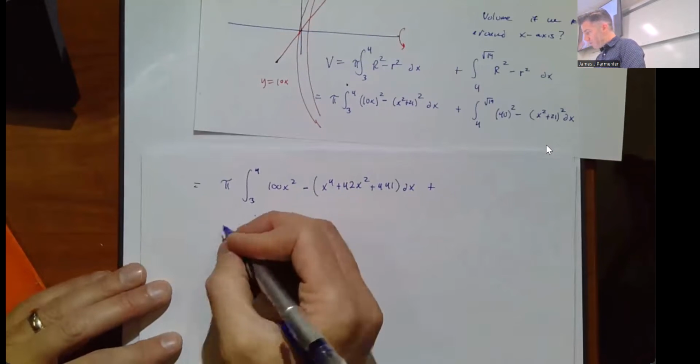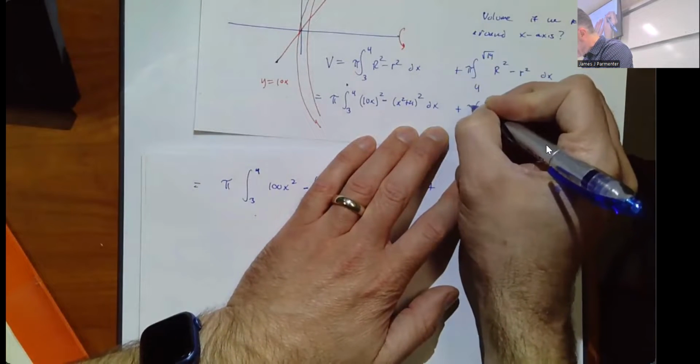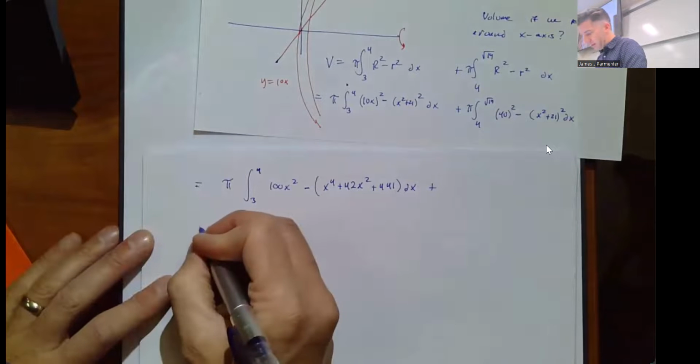We've got, don't forget the pi. I forgot the pi there. Ooh, that's dangerous. You never want to forget the pi. Pi is tasty. Don't forget it.